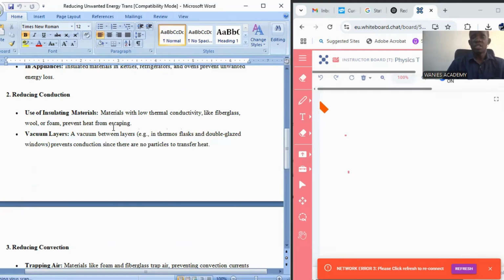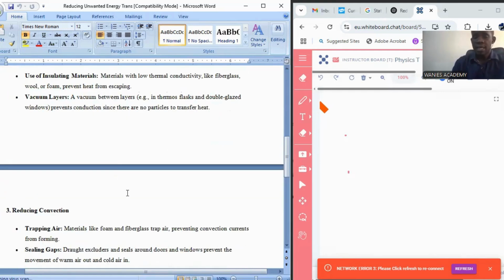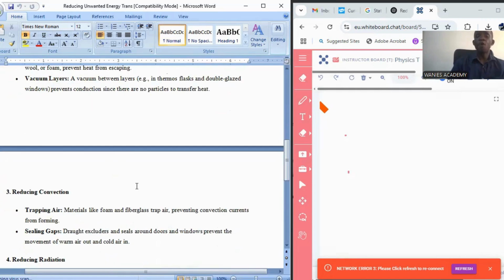Reducing convection, number one is trapping air. Materials like foam and fiberglass can trap air. Now, this prevents convection currents from forming. And so when the air particles are trapped, it prevents convection currents from forming. And so as a result of that, unwanted heat, unwanted energy can be reduced.